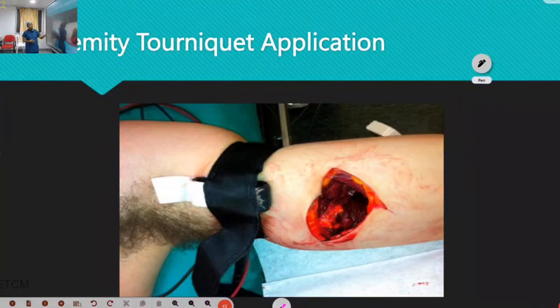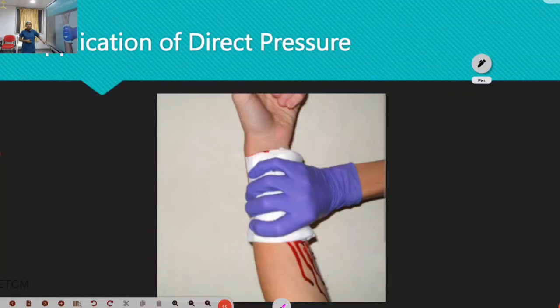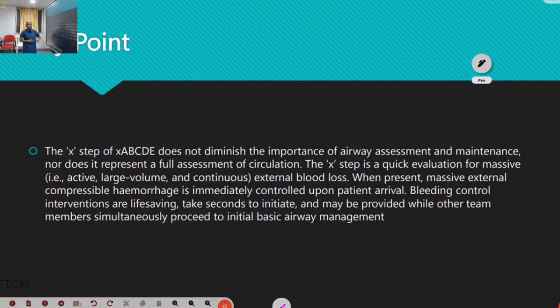So this is the image of tourniquet application. As you can see the wound, and above that, the tourniquet you see here is the CAT with a metal rod. You can see the injured site, and it is 2 to 3 inches above that that we have to place the tourniquet. And this is the image of direct pressure application, which we have to do in case of a massive external hemorrhage.